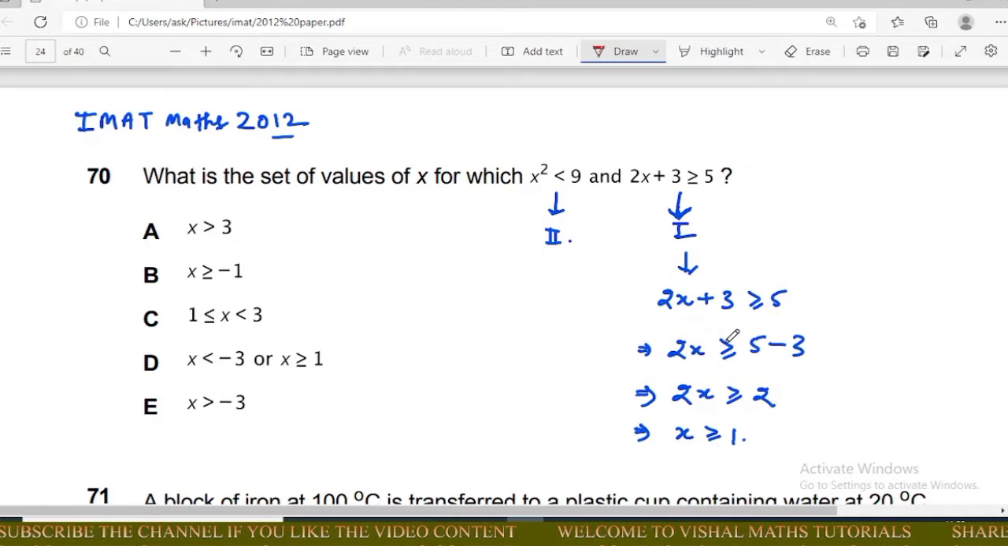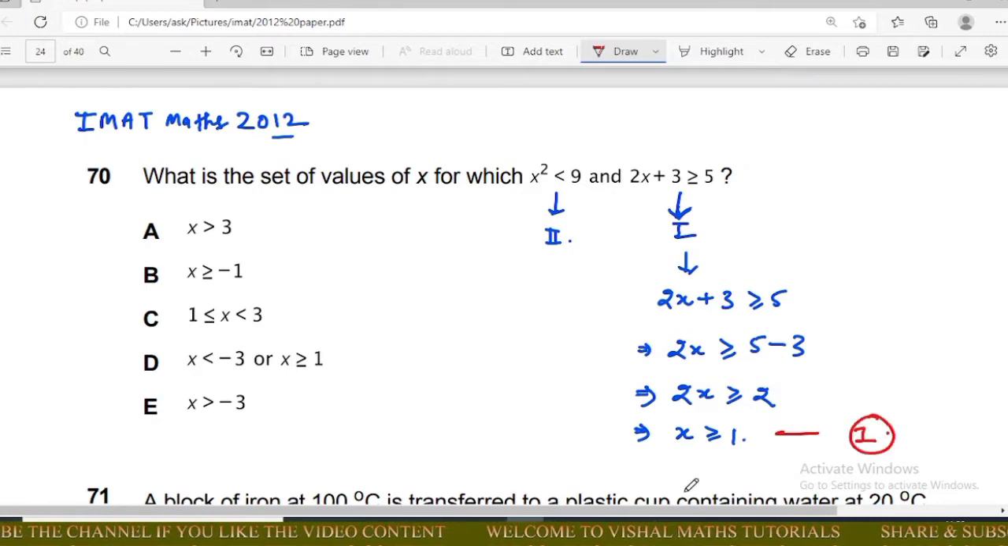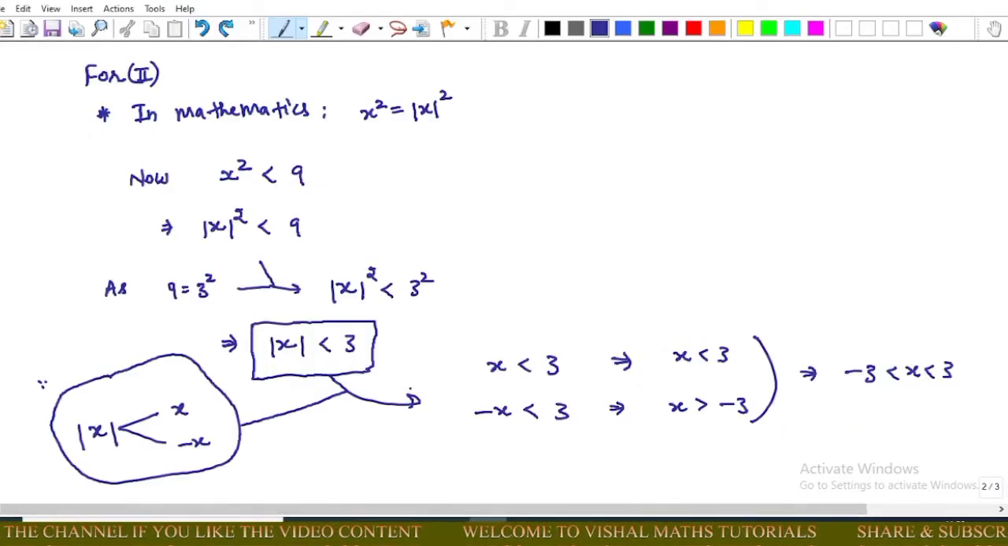This implies that 2x greater than or equal to 5 minus 3, and further implies that x greater than or equal to 1. Say this inequality 1. Now come to the second inequality. In mathematics, x square is equal to mod of x whole square. Now in the given question, x square less than 9 can be written as mod of x whole square less than 9. As 9 is equal to 3 square, this implies that mod of x whole square less than 3 power 2, and this implies that mod of x less than 3.